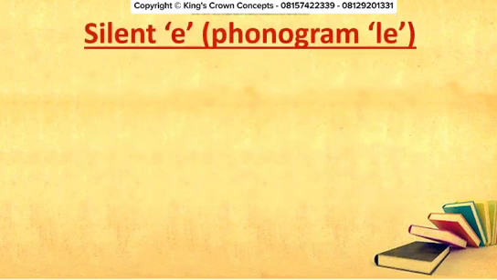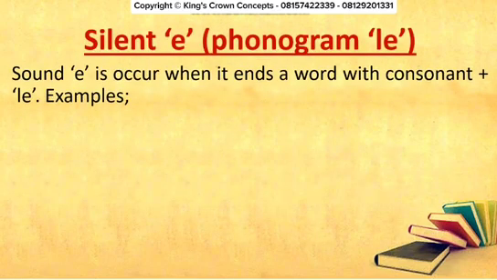Now I added this because there are words that end with LE. Silent E occur when it ends a word with consonant L, le. Please, there's a sentence error here. So what it means is that a word that ends with le, the E is silent, and then before that le there's also a consonant.